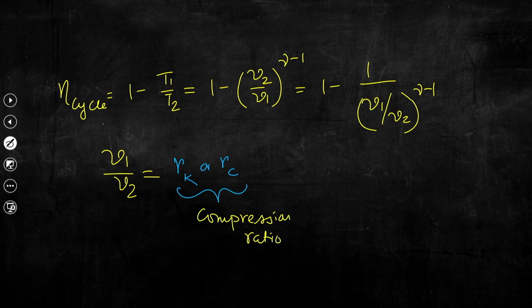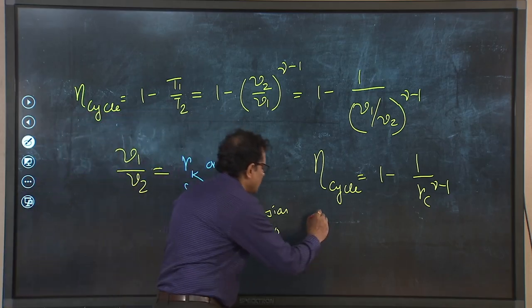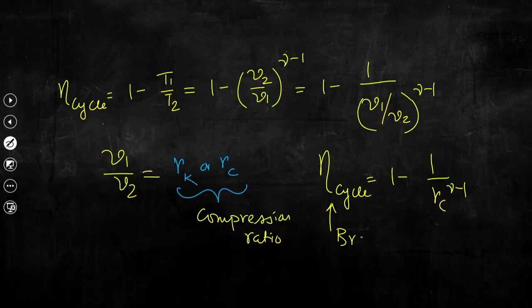So, we can also write eta cycle equal to 1 minus 1 upon R C power gamma minus 1. So, for the same compression ratio, the efficiency of the Brayton cycle will be equal to the efficiency of the Otto cycle.